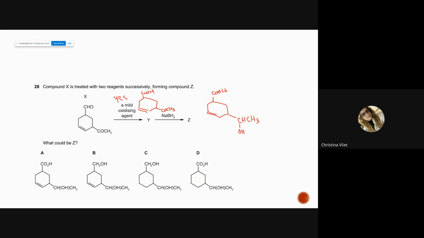What about the double bond? Is there anything with the double bond? Okay, whoops, I didn't know the answer. All right, let's check again. Aldehyde gets changed to carboxylic acid. NaBH4 only reduces carbonyls. So, it's a secondary alcohol. That's the answer. All right, so that's the new content for the day.